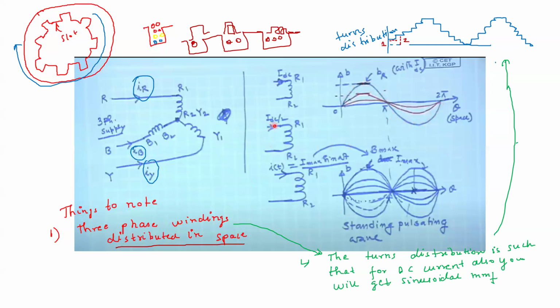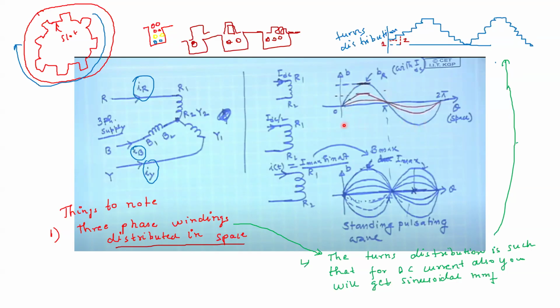Now, in the second case, if you make it half, like IDC by 2, then what will you get? You will get MMF again, but it will be half. The peak will be half, but it will still be sinusoidal because of the turns distribution in space. So, do you understand that even if you give DC current, because of the space distribution of the windings, this MMF is sinusoidal. Remember this. It's very important to understand this.